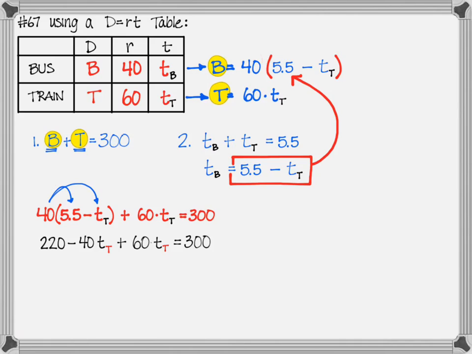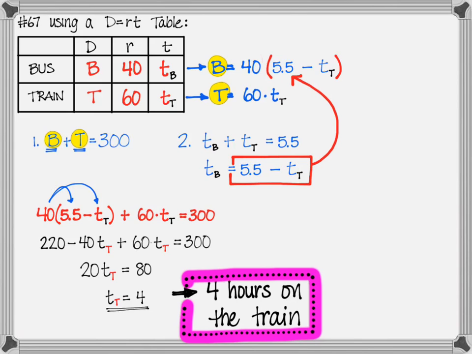So we're going to distribute, we're going to collect, we're going to divide, and we get time on the train is 4, and so the answer is 4 hours on the train.